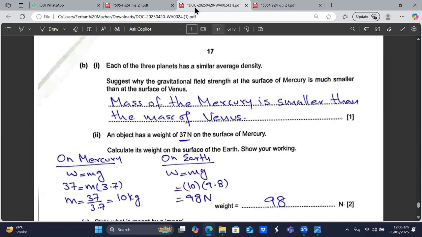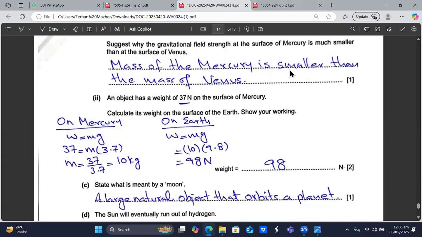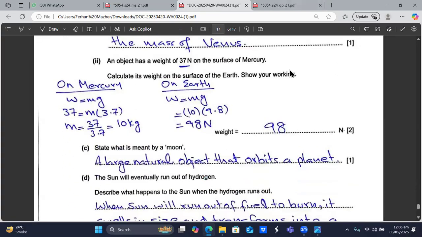So on Mercury, if I know the weight, I know the g value there, that is 3.7. And I want to find out what is the mass of that body on Mercury. So 37 divided by 3.7, so 10 kg. The important thing is that the mass does not change whether you are on Mercury or you are on Earth.